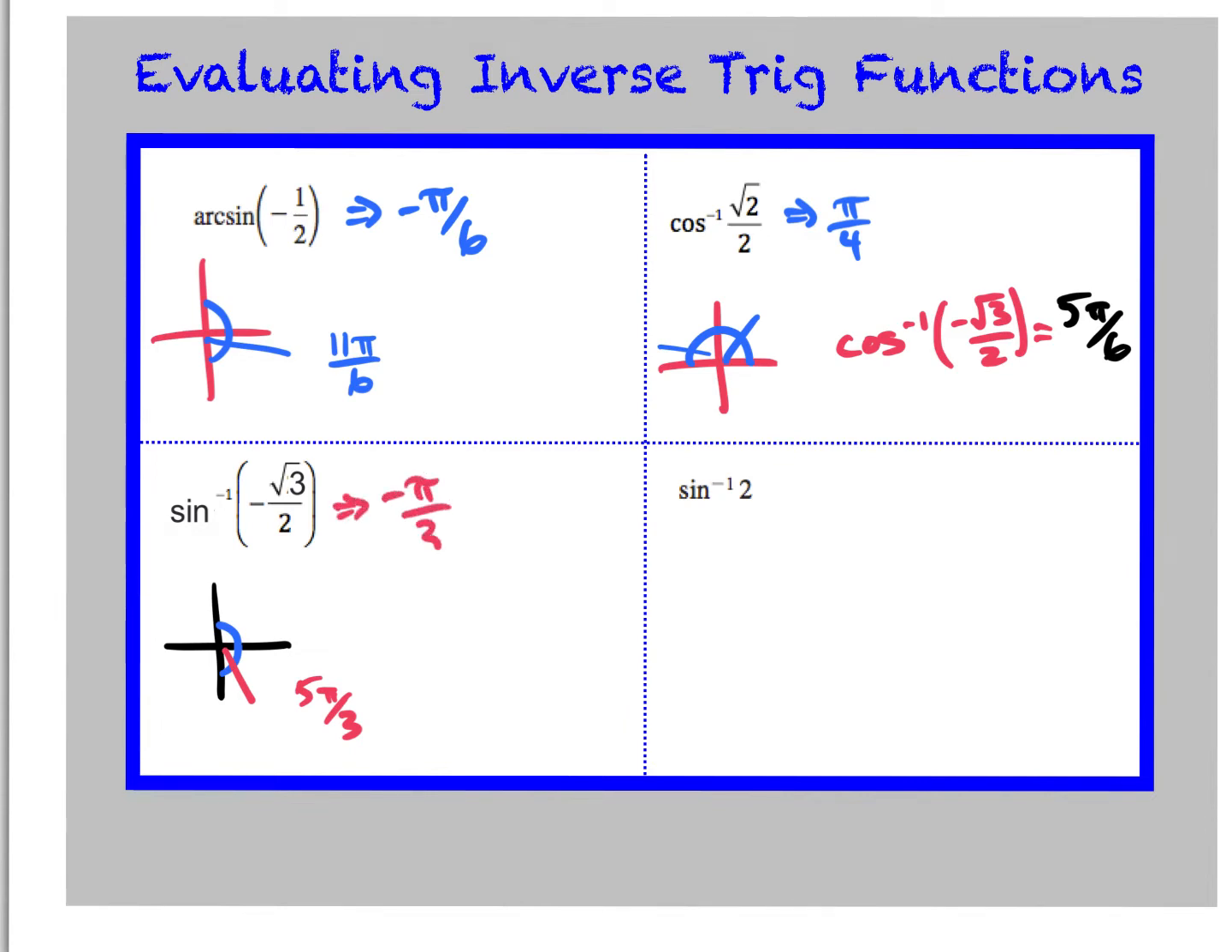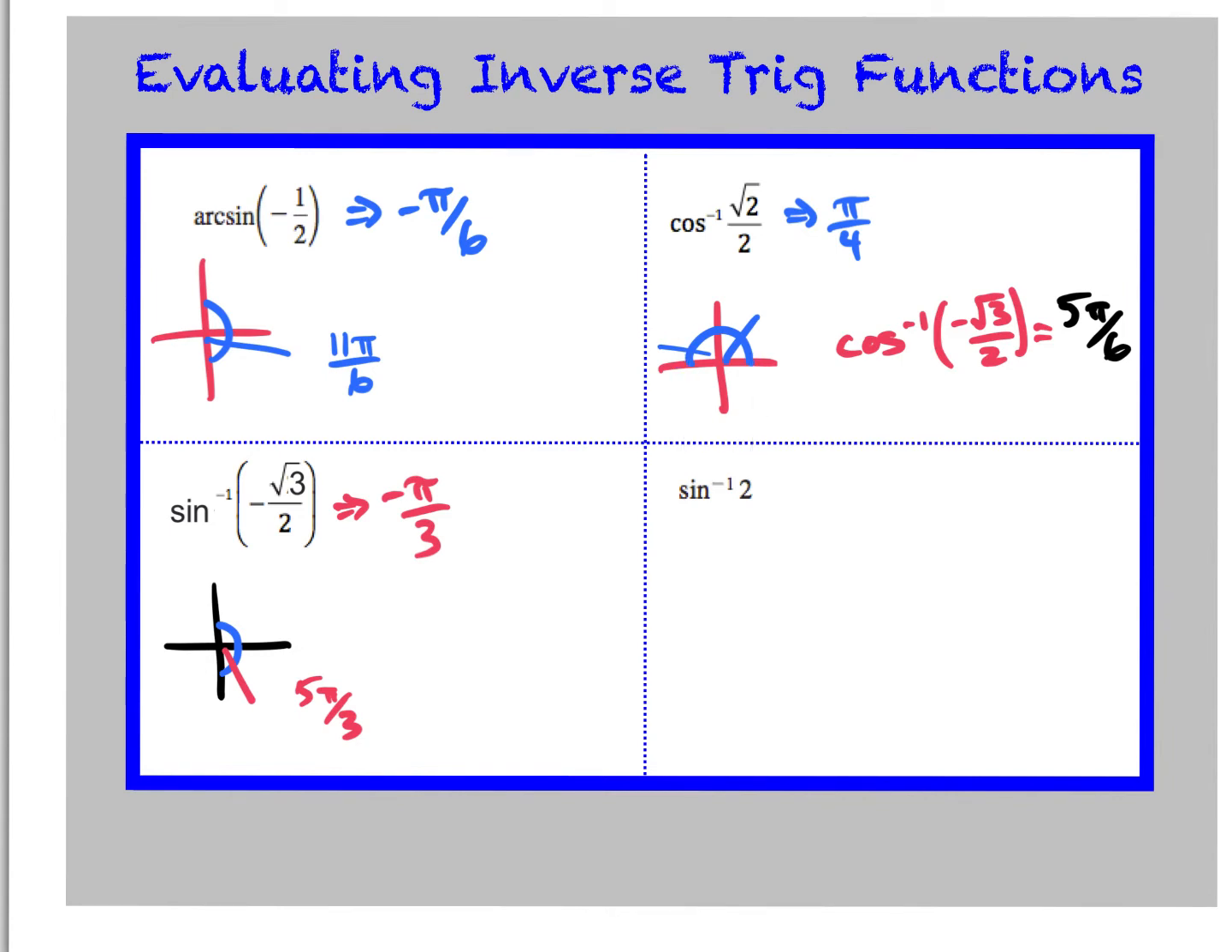Now, I wanted to prove that just because it's a negative doesn't mean the answer's negative. Here's a little trick. If this is negative on sine and tangent, your answer is going to be negative. However, on arc cosine, is it ever going to be negative? No. Never, because it's in between 0 and pi. You following me?